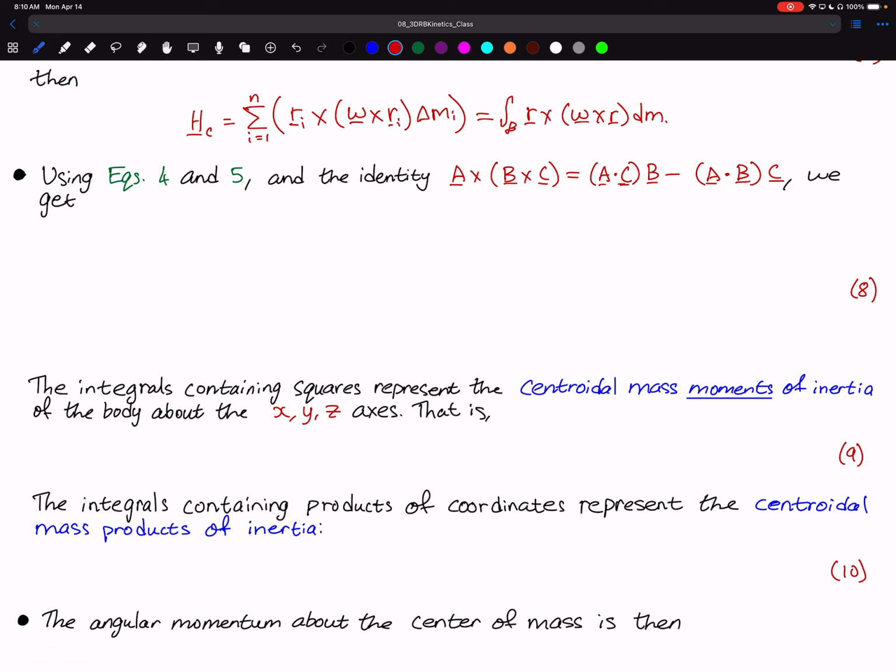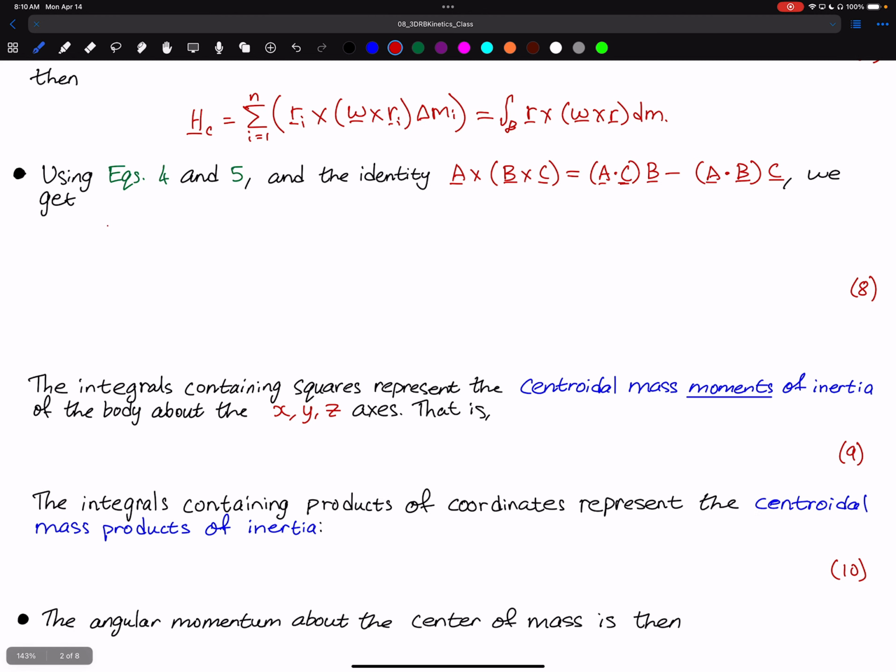All right, we're going to use equations 4 and 5 on the previous page. Those are where we projected the angular velocity into our inertial frame, and we projected the relative position vector into the inertial frame. We're going to use those and the identity I put up there. And doing that, we're going to end up with the following, which is going to be a very long equation. So h sub c is going to be equal to, we're going to have 3 components in each direction, so we're going to end up with 9 different components.